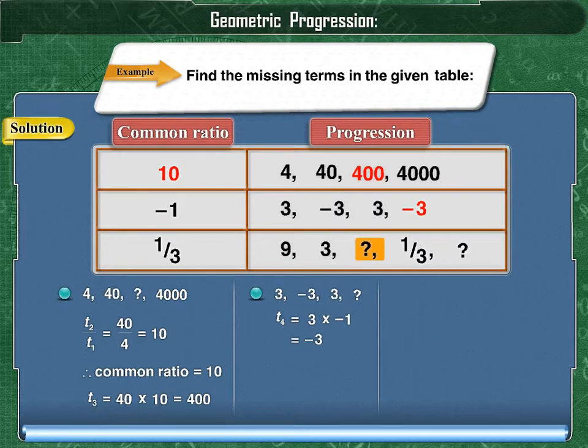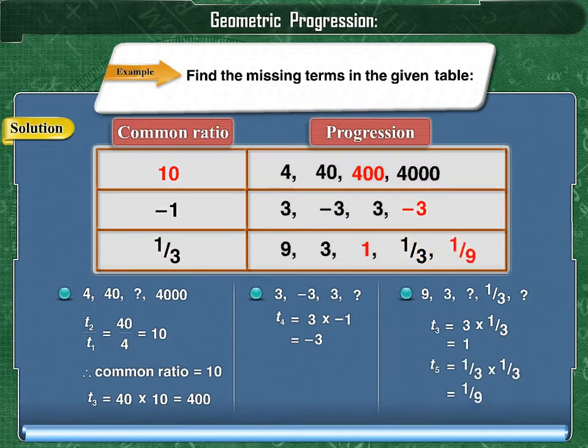What is the third term and the fifth term in the next progression? Since the common ratio is 1 upon 3, the third term is 3 into 1 upon 3, that is 1. And the fifth term is 1 upon 3 into 1 upon 3, which is equal to 1 upon 9.